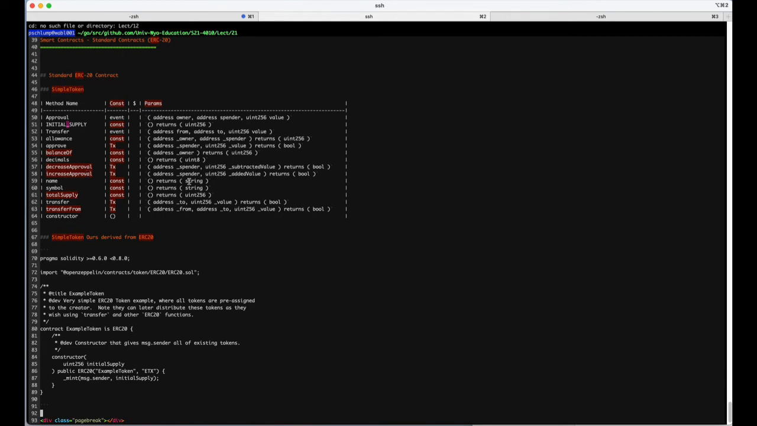Again, you notice no parameters, which means it returns the name as a string, which in this case is going to be example token. There is a symbol, same sort of thing.